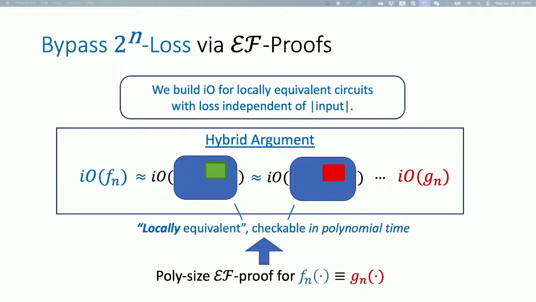So our final step is to bound the number of hybrids in this hybrid argument. We are going to show that if you have a polynomial size EF proof of functionality equivalence for Fn and Gn, then the number of hybrids will also be polynomial. So you can imagine there are a polynomial number of hybrids, and between each hybrid, you have a loss independent of the input length. So the total loss is also independent of the input length.